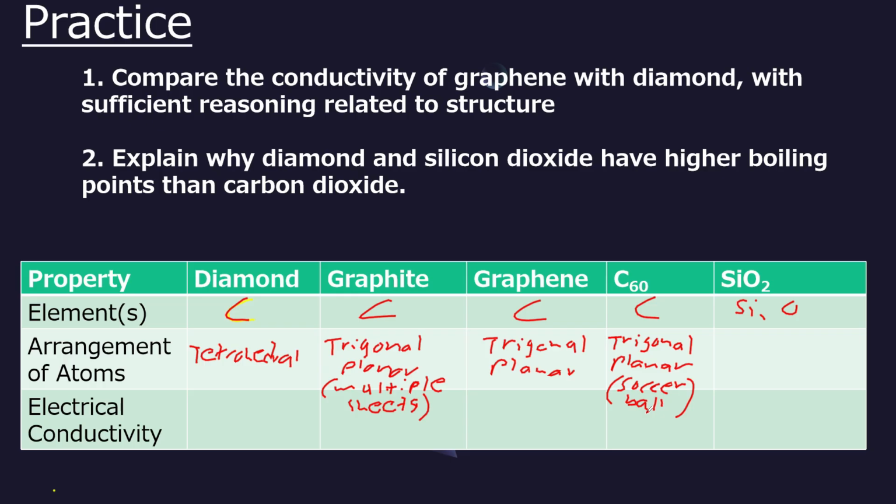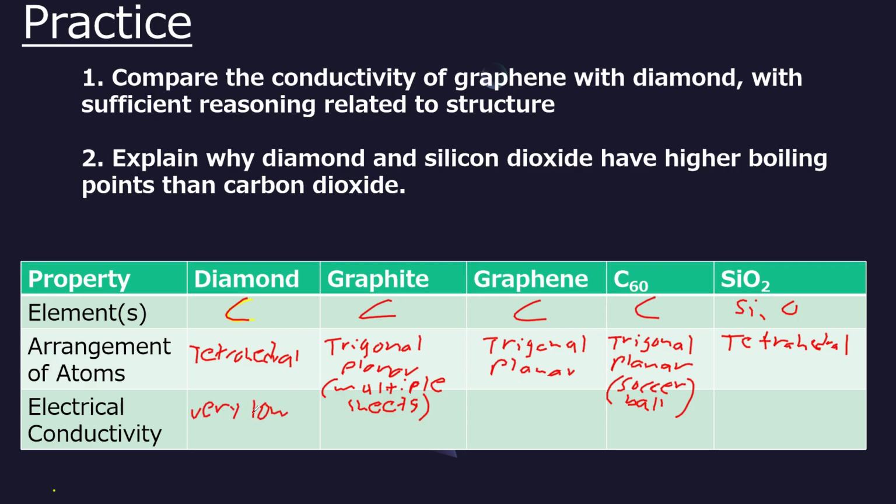Then SiO2. The arrangement here is also tetrahedral, similar to diamond, especially on each silicon. The molecular geometry is tetrahedral. For the oxygens, I think it will be bent geometry. They still have the lone pairs on there. Electrical conductivity, then, diamond, very low.